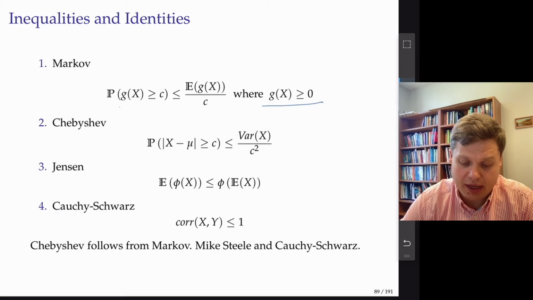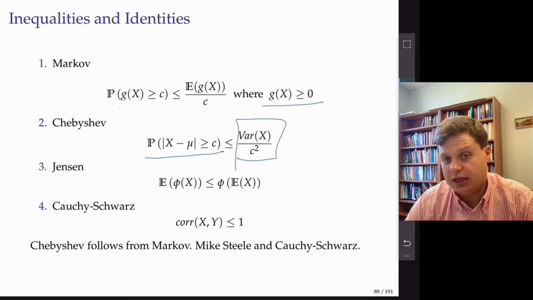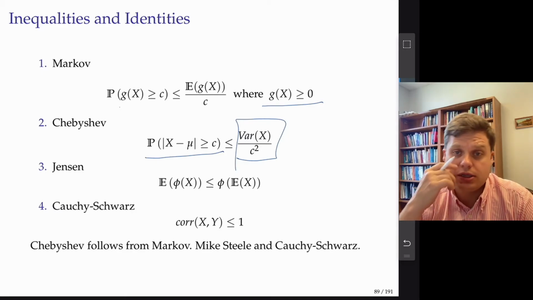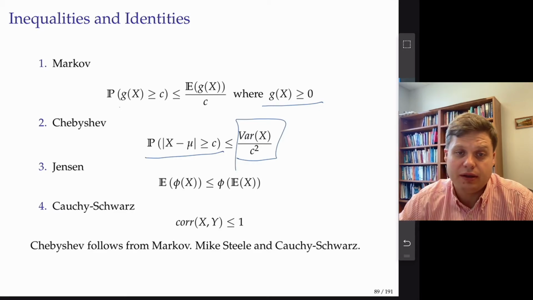Chebyshev says that if you take the distance between x and mu, the average, and you calculate the probability of the absolute value of this distance being greater or equal than c, then this is less or equal than the variance of x divided by c squared. Jensen's inequality says that the expectation of phi, where phi in this case is a concave function, is less or equal than phi of the expectation. And Cauchy-Schwarz says that the correlation of x and y is less or equal than 1.